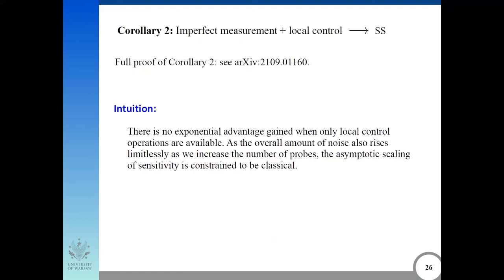Again, see the full proof in the arXiv preprint, but maybe a little bit of intuition. One way to think about it is that in the case of global control operations, we gained exponential improvements, remember the 1 minus Cn. Here we don't have that. Why? Because when we are doing these local operations, the amount of noise grows with the number of probes. And because we don't have control operations that allow us to rotate the space fully to avoid the noise, the scaling is additive. The noise is additive, and therefore we are ultimately constrained to be classical.